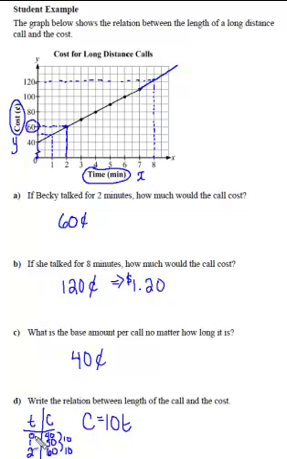Now, if I multiply 0 by 10, I get 0, and I have to add 40 to get to 40. So plus 40. Let's see if this works on the next term. 1 times 10 is 10, plus 40 is 50. So this works. So this is the relationship between the length of the call and the cost.